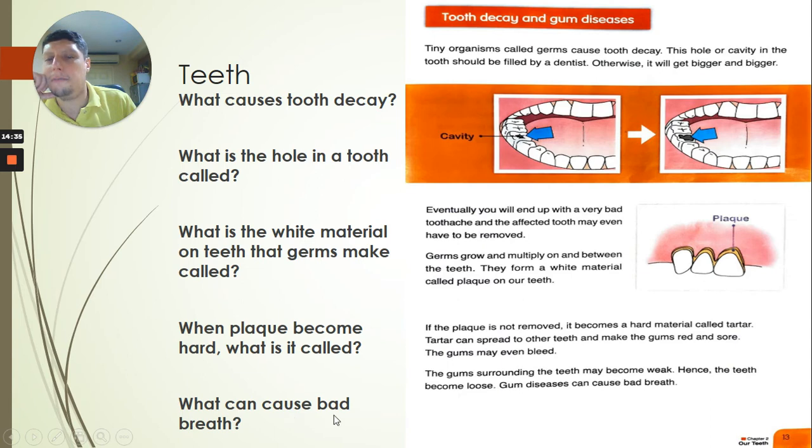What can cause bad breath? Gum diseases can cause bad breath. Very easy. All these questions, the answers are right beside them. They're all on the page. You just need to copy them. So easy, so simple. So that's the first 5 questions: question 1, question 2, question 3, question 4, and question 5.